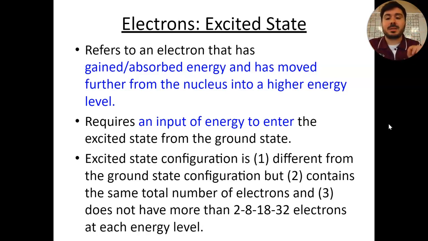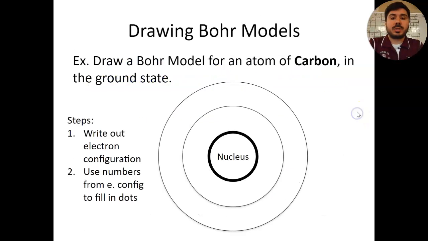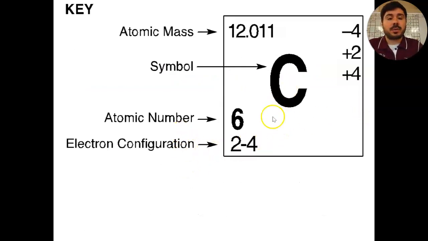Number 2, contains the same total number of electrons, right? So if, for example, you've got a ground state electron configuration for carbon of 2-4, that's a total of 6 electrons, right? 2 plus 4 is 6. So if you've got 6 electrons in a configuration of carbon, and you have a different one that looks a little bit different than 2-4, but still has a total of 6 electrons, that is still on the track to being considered excited state.